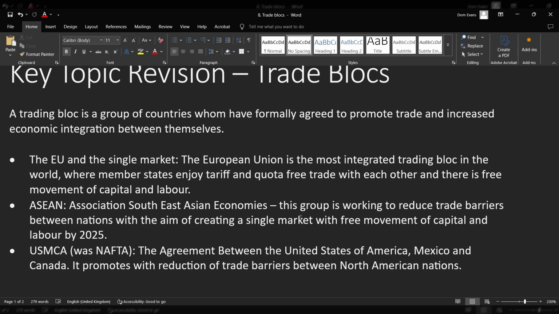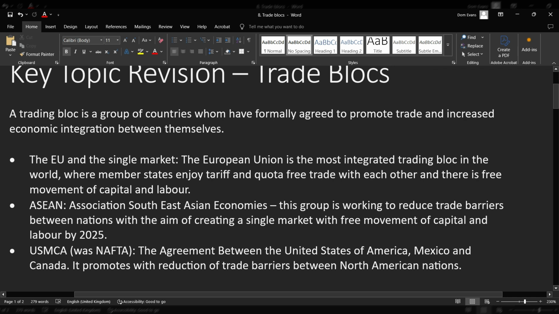There's free movement of capital. So if I'm an Italian company, I can go and build a factory in France, and there are no restrictions placed on that, basically. Free movement of goods, people, labour, and capital, sort of the means of production. So that's a long way down.